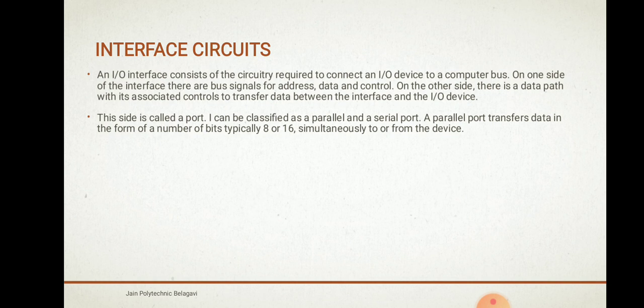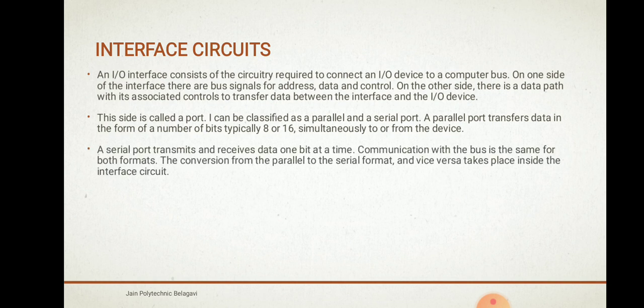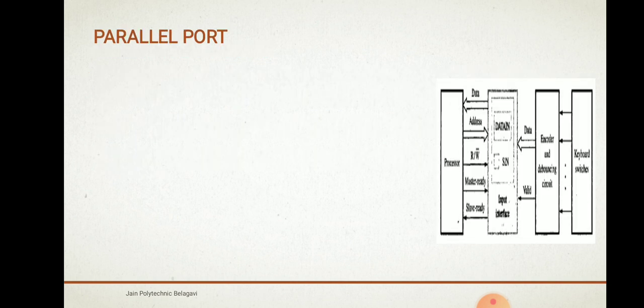A parallel port transfers data in the form of a number of bits simultaneously, typically 8 or 16. A serial port transmits and receives one bit at a time. Communication with the bus is the same for both formats. The conversion from parallel to serial format and vice versa takes place inside the interface circuit only.